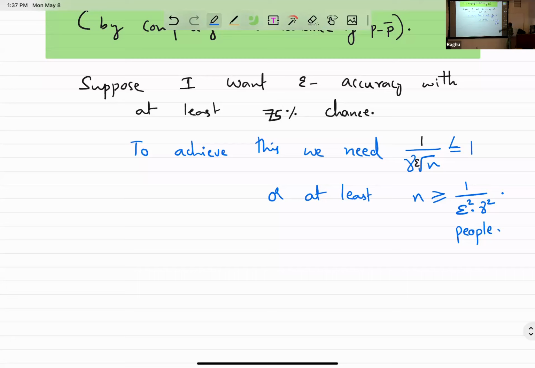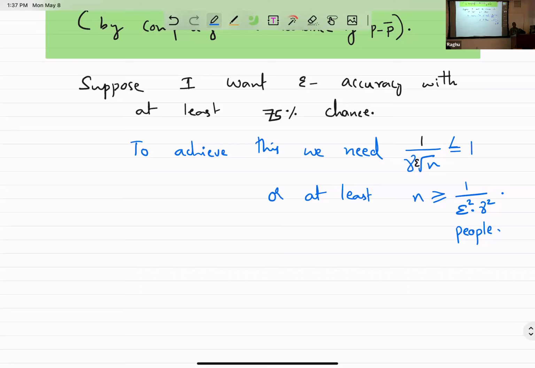And if you know the accuracy epsilon and the privacy parameter gamma that you're comfortable with, then this tells you how many people you need in your data set to achieve that. So the more questions, the more people you have, the better the privacy you can guarantee for each individual, which again makes sense intuitively.